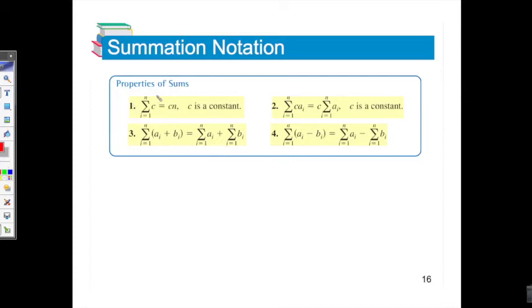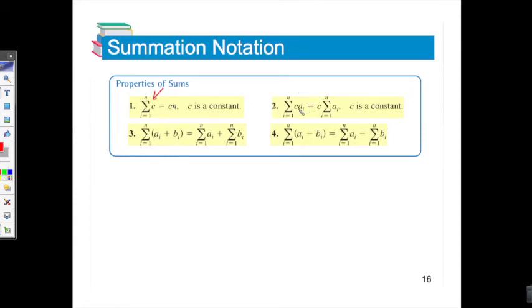For example, if I have the summation of a constant number, c is representing a constant, all I have to do there is multiply the constant by the upper limit, and that'll be my solution. I don't have to necessarily worry about going through and writing out every single term. I can do a little shortcut, multiply the constant by the upper limit.